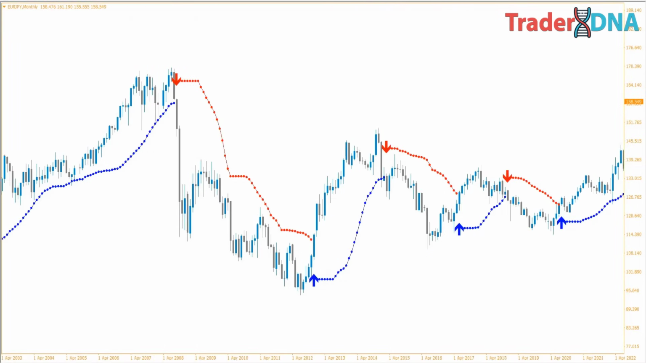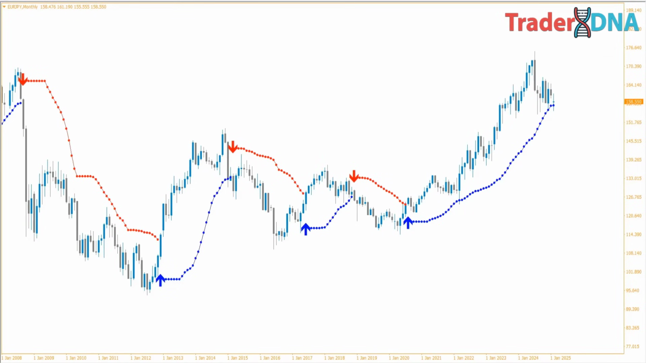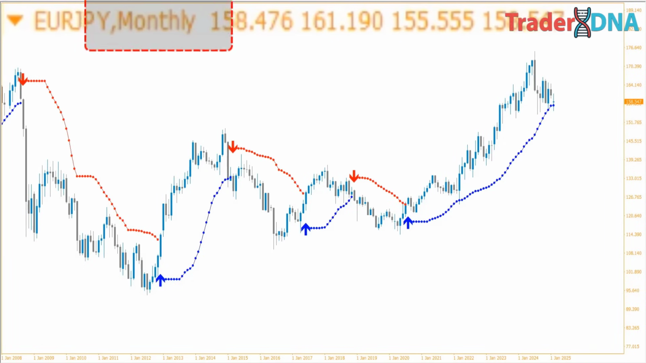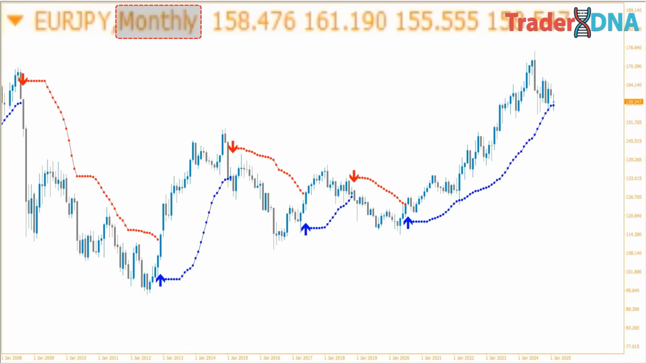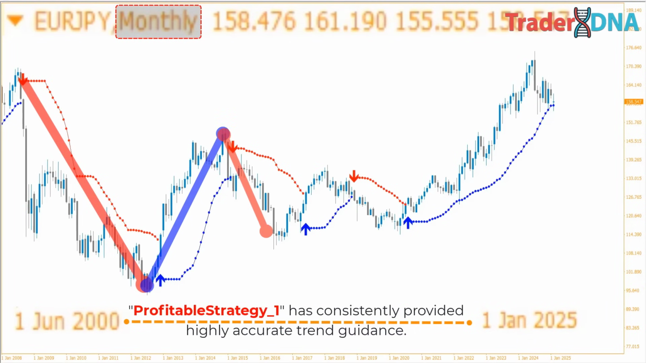Let's break this down with a real example. Take a look at Profitable Strategy Indicator 1 in action. It does an incredible job at defining trend boundaries with precision. Right now we're looking at a monthly time frame. And here's what's truly impressive. From 2006 all the way to today, this indicator has consistently helped us map out market trends and pinpoint key support and resistance levels with accuracy.